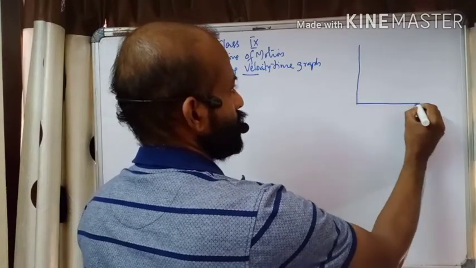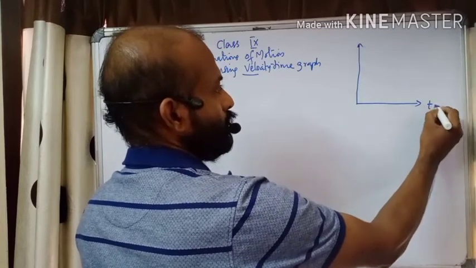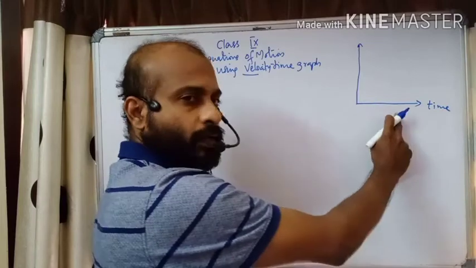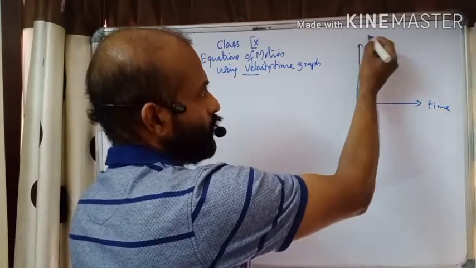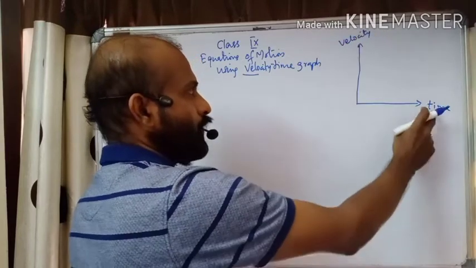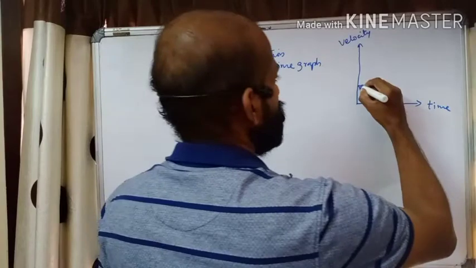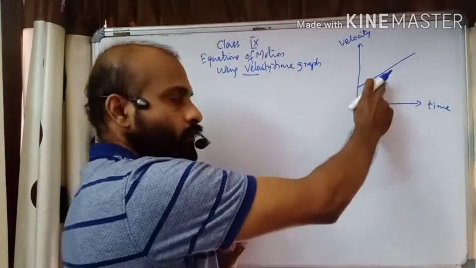So these are the axes of the graph. Here we have time. X-axis we use for time, and y-axis we use for velocity. So we have time and velocity. We consider a uniformly accelerated motion, so we have got a straight line.